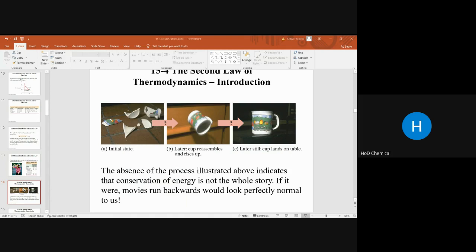Now come to this slide. The second law of thermodynamics is a statement about which processes occur and which do not. There are many ways to state the second law of thermodynamics. Here is one: heat flow. Heat can flow spontaneously from a hot object to a cold object. It will not flow spontaneously from a cold object to a hot object. Okay.